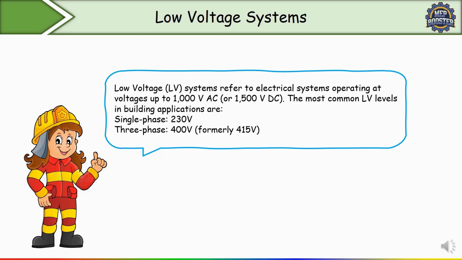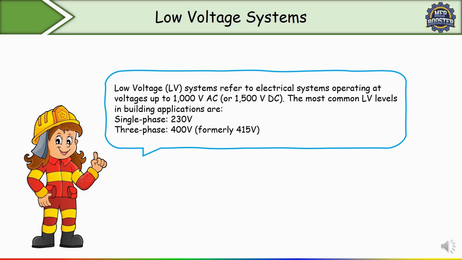Now here the question is why we are using a low voltage system. Why use a low voltage system? What is the reason? Remember, low voltage systems are used because they are safer to operate and maintain compared to high voltage systems. They are suitable for common appliances and building utilities. They also reduce the risk of electrical shock and fires, and they are cost effective for installation and insulation.